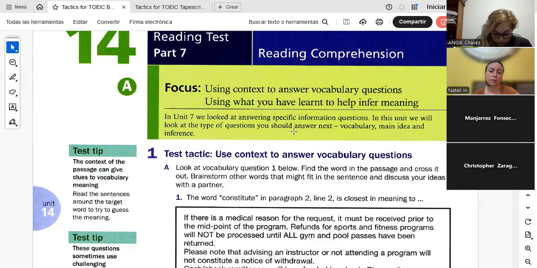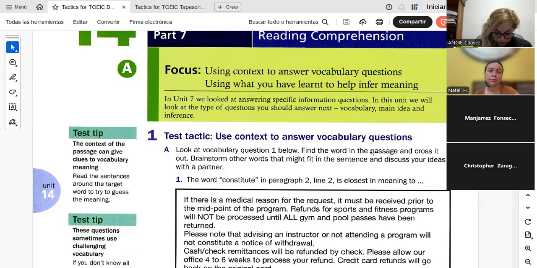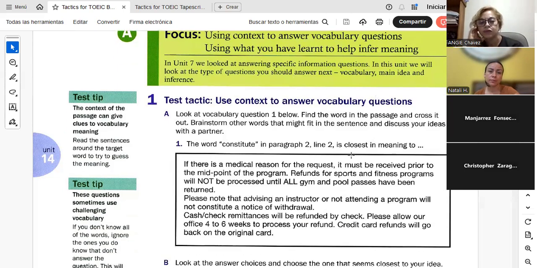Okay, answering specific information questions. Remember that it's always identifying keywords, in order to answer what we need there. The main idea. So for example, in this case, we have some vocabulary questions. Remember that sometimes there are certain words that you need to identify and give the synonym or the definition.